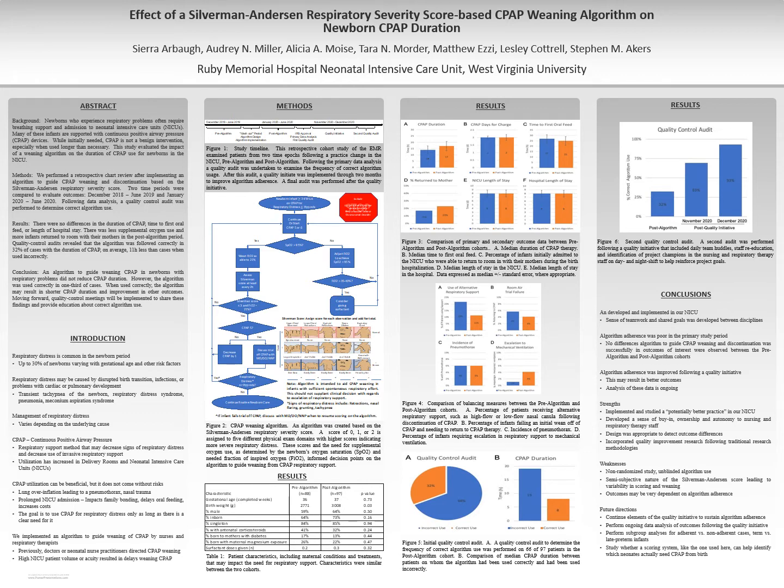In the future, we will be continuing elements of the quality initiative to sustain algorithm adherence. We will also be performing a secondary data analysis of outcomes following the quality initiative. This will include the overall outcomes as well as subcategories for adherence versus non-adherence and term versus late preterm infants. We may also study whether a scoring system, like the one used here, can help identify which neonates actually need CPAP from birth.